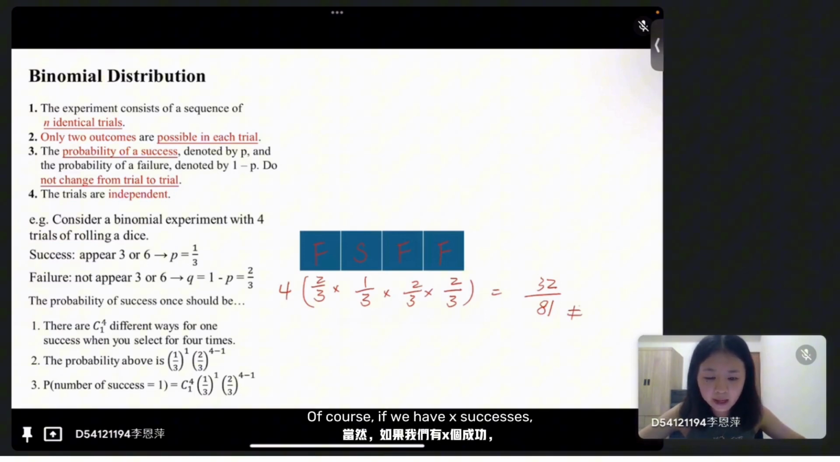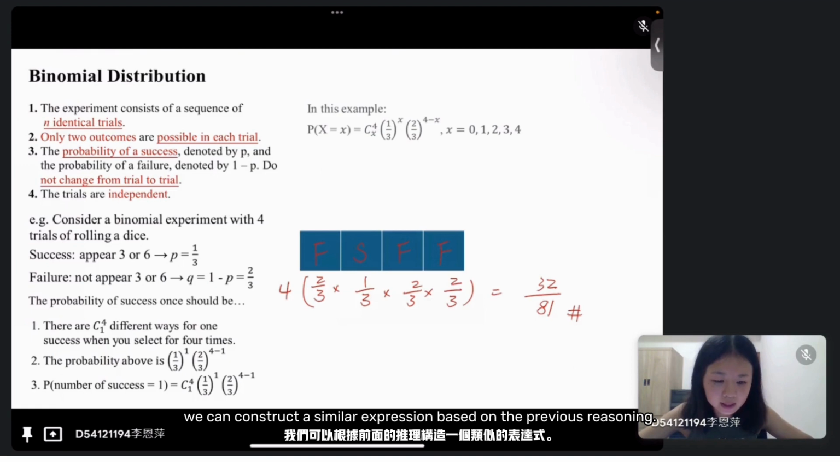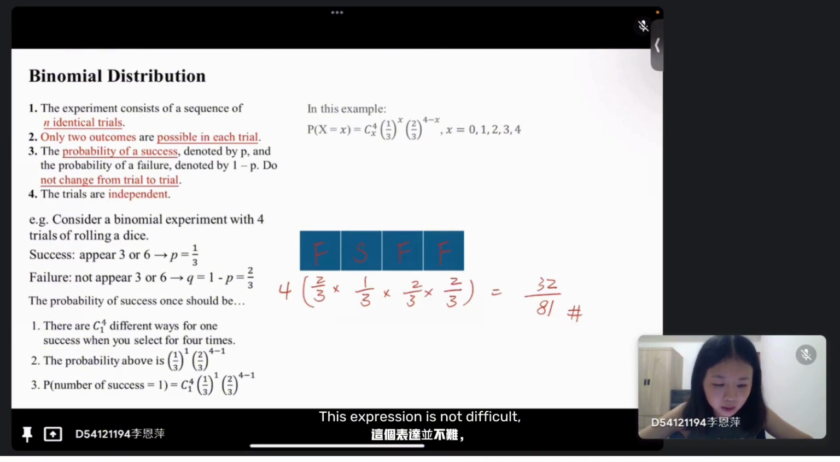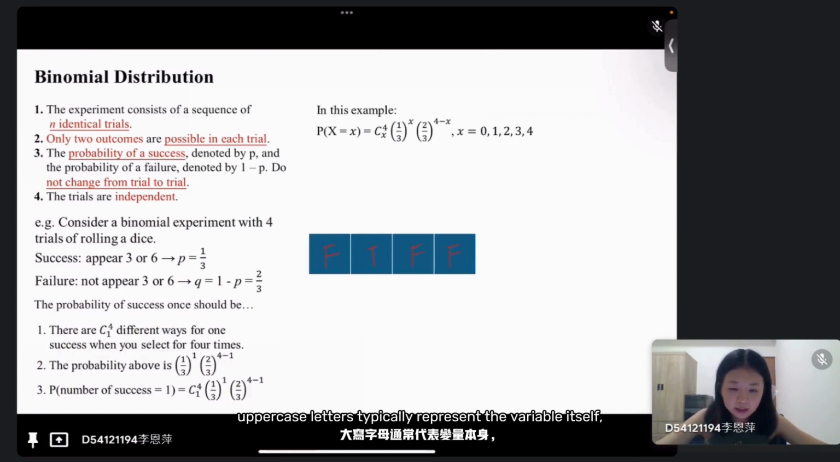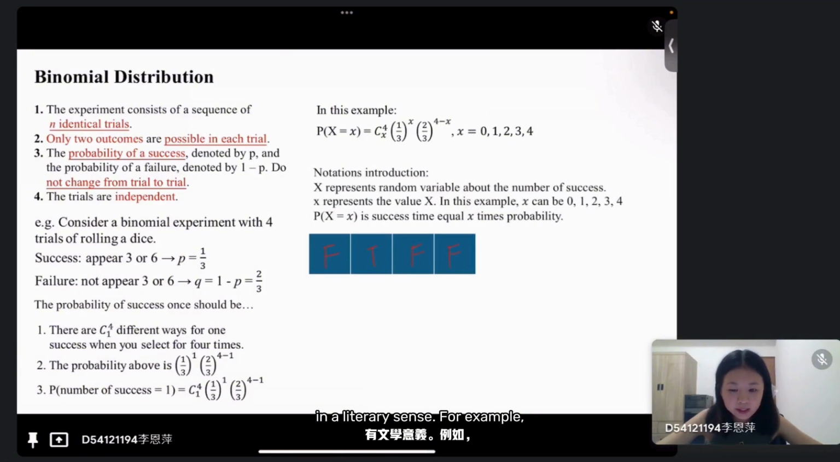Of course, if we have x successes, we can construct a similar expression based on the previous reasoning. This expression is not difficult, but I want to use it to introduce some symbols and their conventional meanings in statistics. In statistics, uppercase letters typically represent the variable itself in the literal sense. For example, X represents the number of successes. Lowercase x represents the value of X. In our example, X could be 0, 1, 2, 3, or 4, indicating the number of successes.